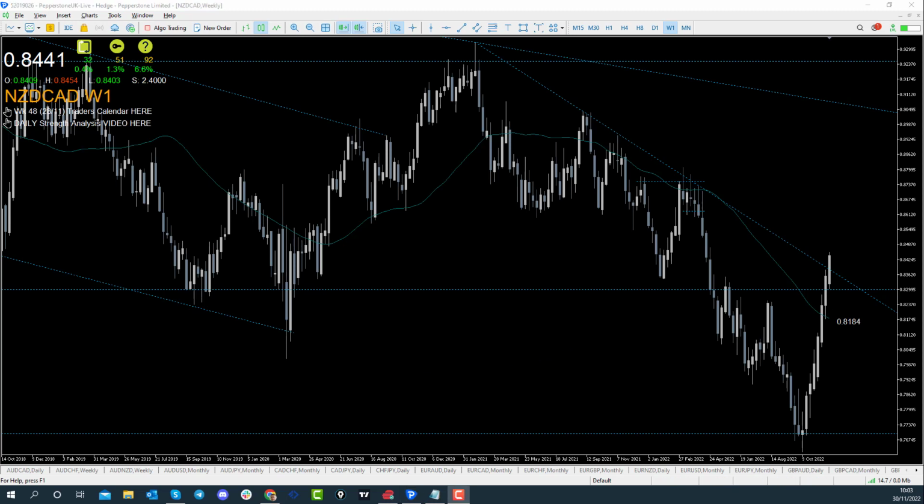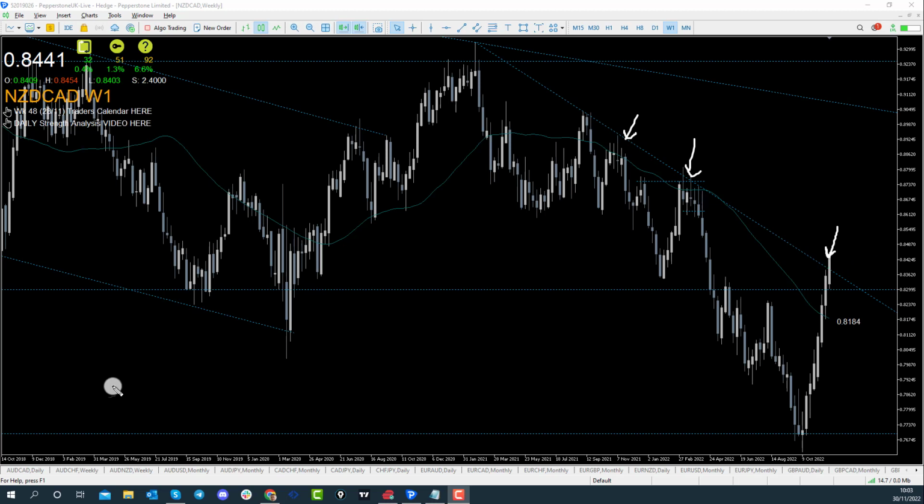Now you can see here I've got CAD highlighted. Price has recently traded up to this previous area of resistance in terms of this trend line resistance running through here. So you can see that we've had multiple touches of this trend line in the past where price has then rejected and moved to the downside.